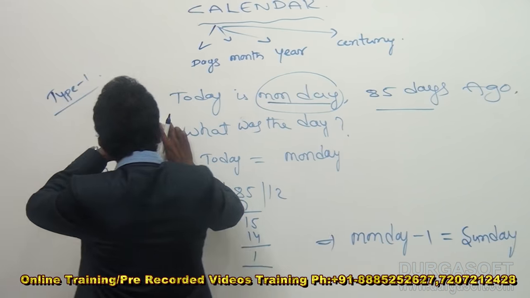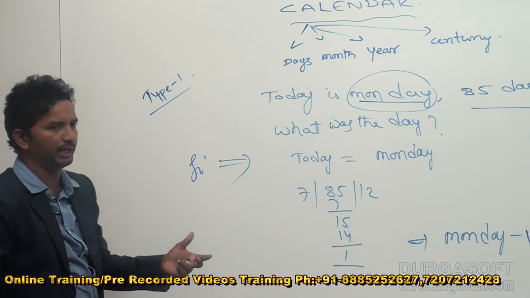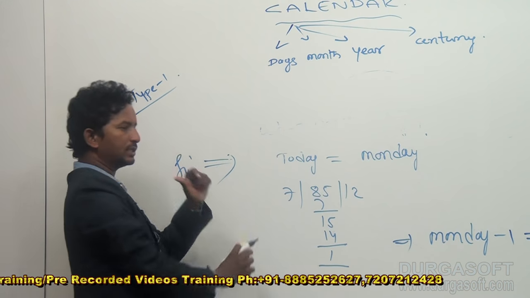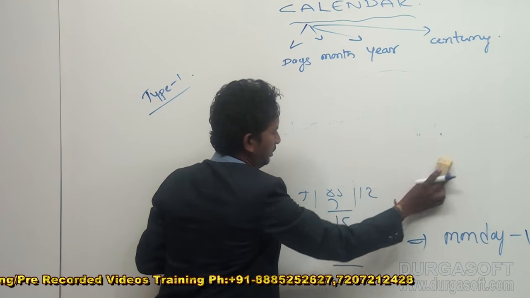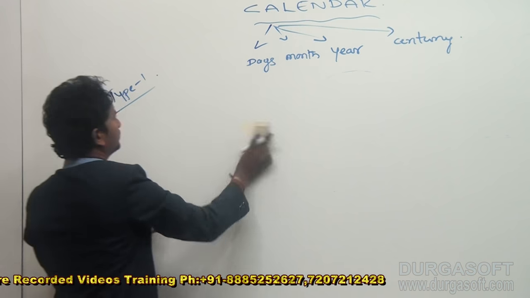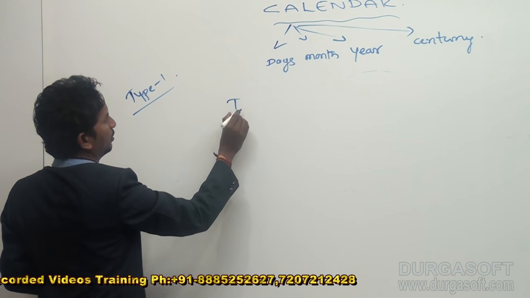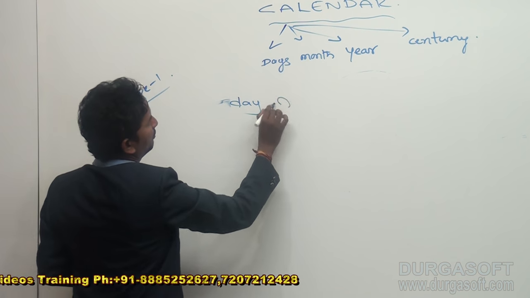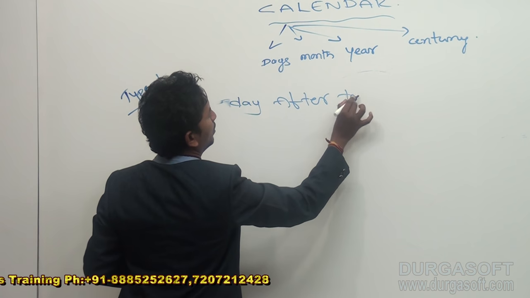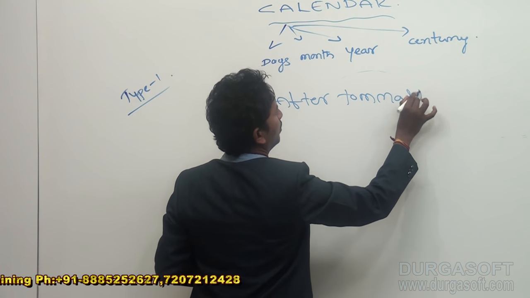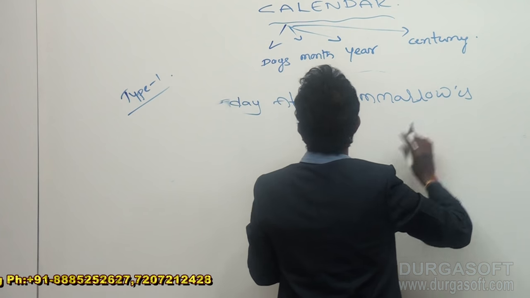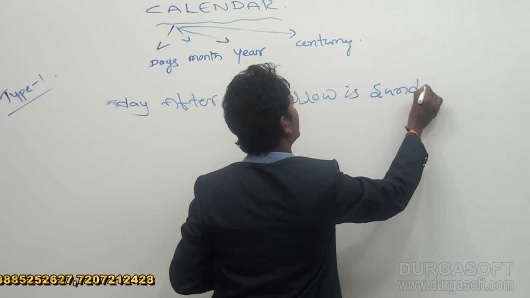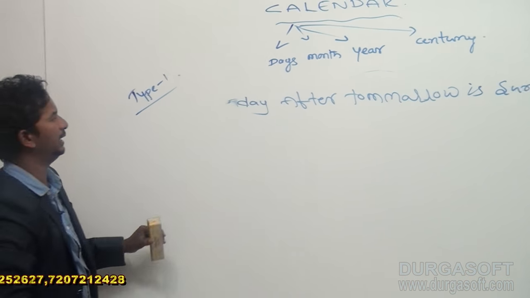Now this is the type 1 question. When the given is today, or suppose the question gives day after tomorrow or tomorrow, the same procedure will apply. See here one more example. Day after tomorrow is Sunday.